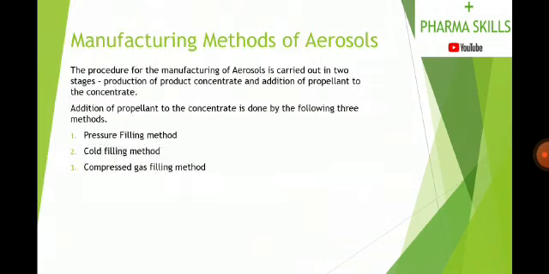Manufacturing methods takes place in two steps basically. First, production of product concentrate and second is addition of propellant to the product concentrate. Addition of propellant to the product concentrate is done by following three methods. That is pressure filling method, cold filling method, compressed gas filling method. Let us see each of them in detail.